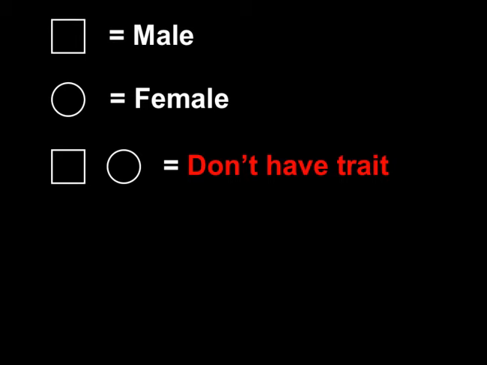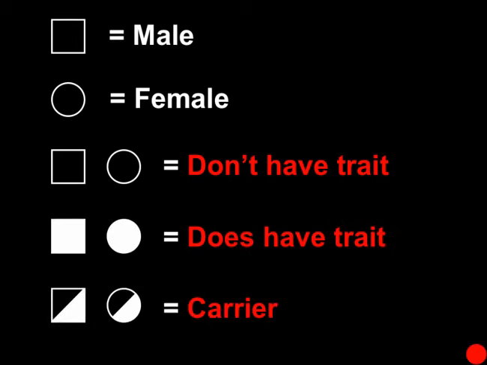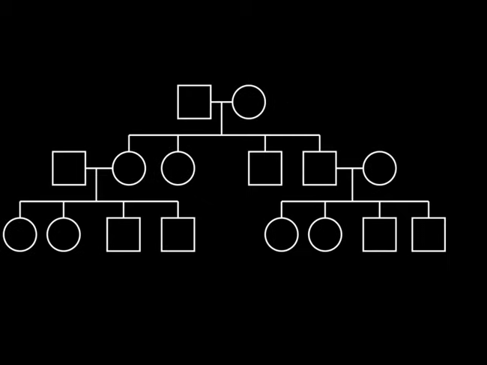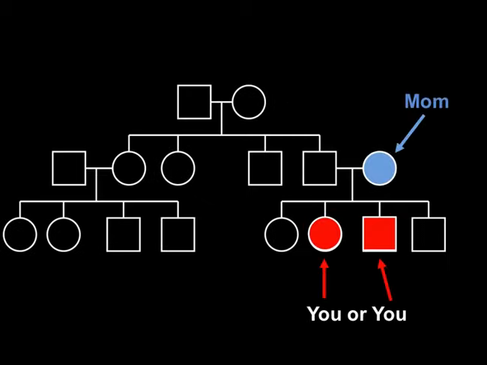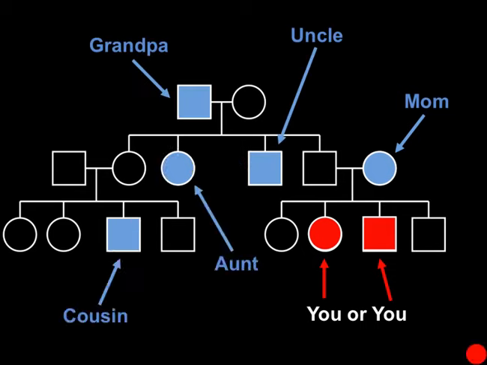Finally, with pedigrees, males are squares, females are circles. If it's not filled in, they don't have the trait. If it is filled in, they do. And if it's half and half, they're carriers. So here's what a pedigree would look like if this is you, mom, grandpa, uncle, and cousins.